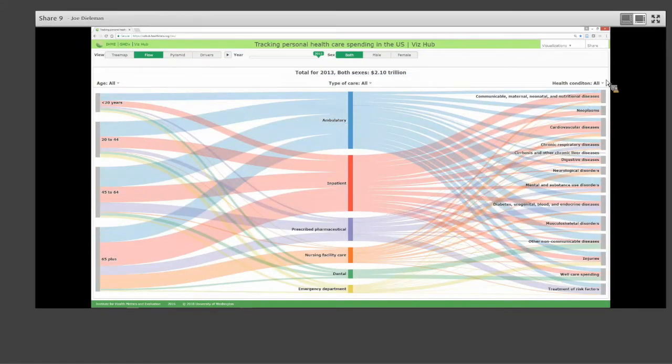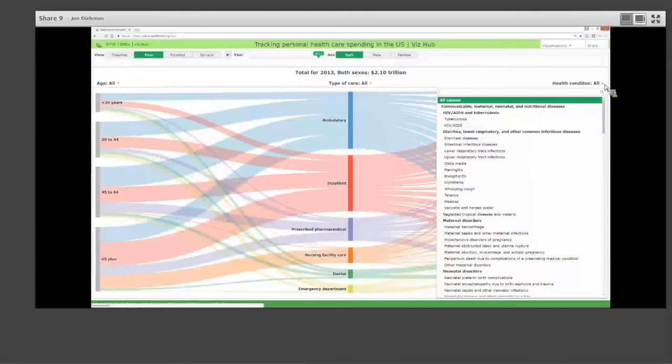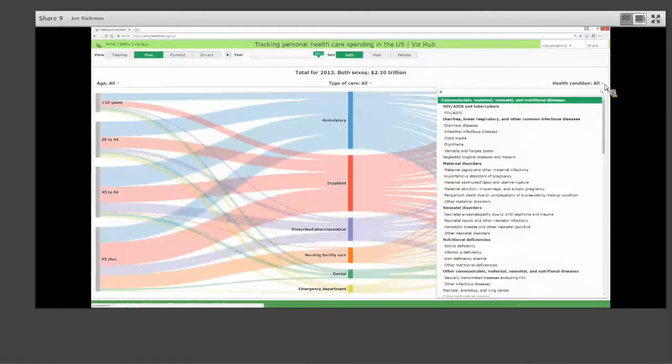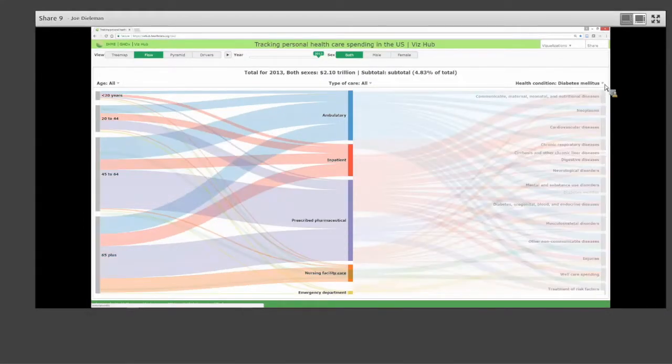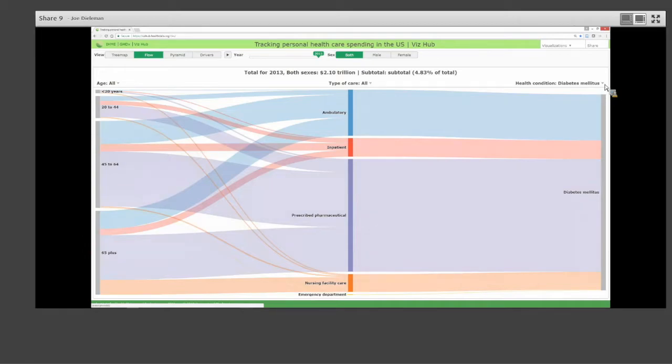Since today's focus is really looking at changes, I thought I'd quickly start by looking at diabetes, which is the health condition which has increased the most. So I clicked over here and I type in diabetes, and now this figure is adjusting to focus just on diabetes care. I think this is really interesting. We're still looking at 2013, and we see that in 2013, about 5% of all healthcare spending in the United States was on diabetes.